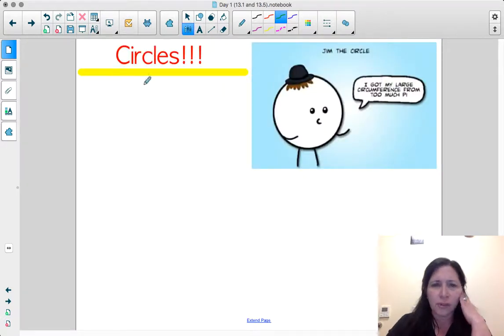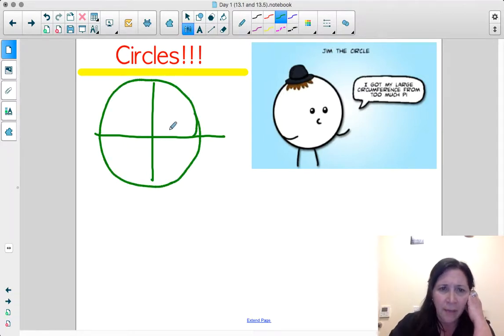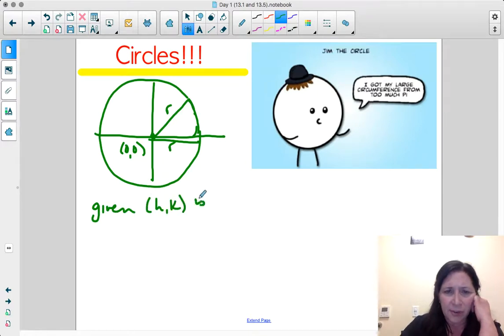We're moving on to circles, and circles basically are based on a formula that I'm going to talk about. So here's a circle. Let's say this is my radius. Of course, that's also my radius. There's infinite radii in a circle. This point is 0, 0. Based on this point and this length being r right there, which is the radius, you would have an equation given that hk is a center, okay?